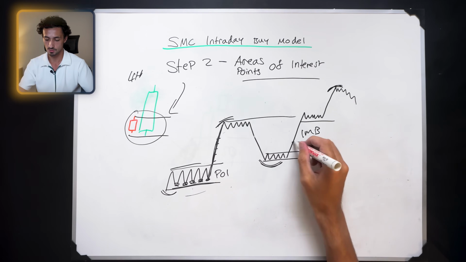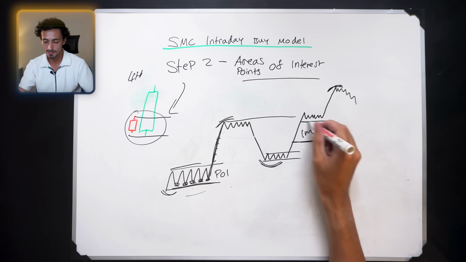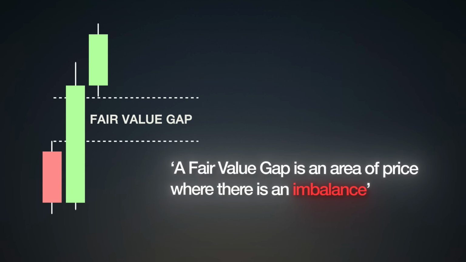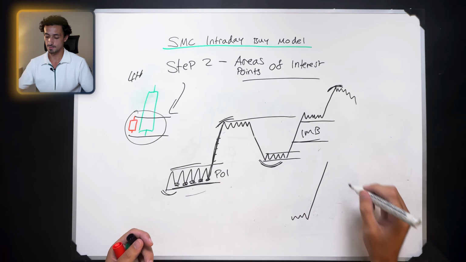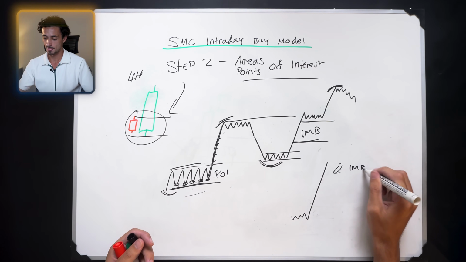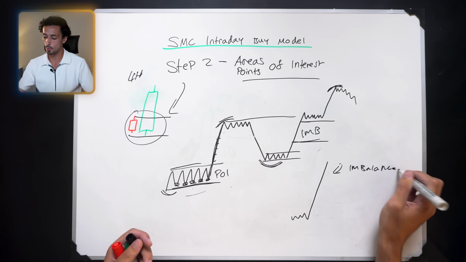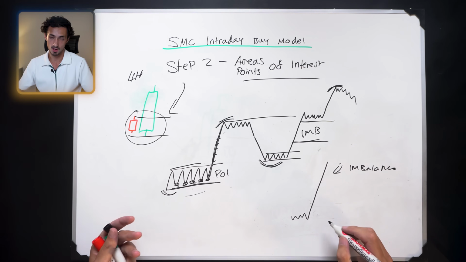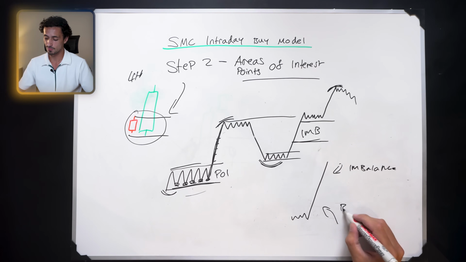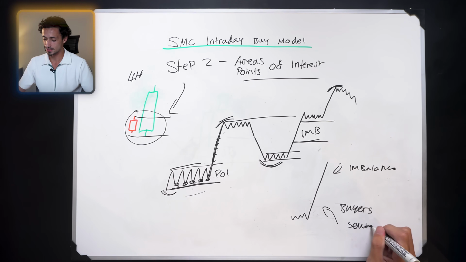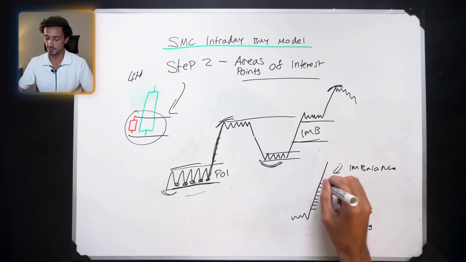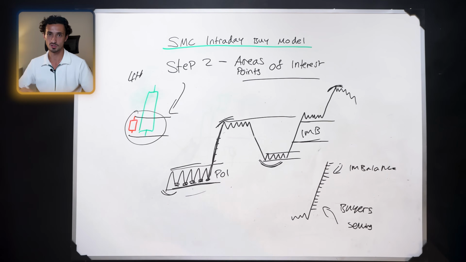A fair value gap, or sometimes known as imbalance, simply means an area of price where there was an imbalance. It's that simple. And I've just explained how that happens. When you see these large price moves to the upside, that is because there is an imbalance. That is because there is far more activity from one side of the market. So in this example here, there is far more buying than there is selling. And so price has to go into discovery.